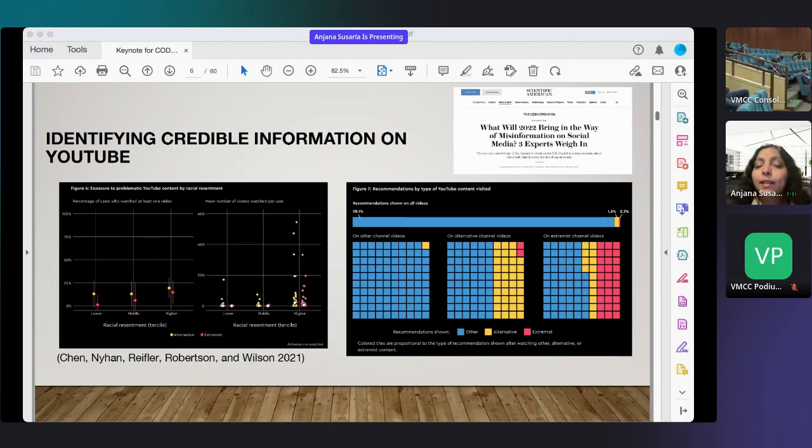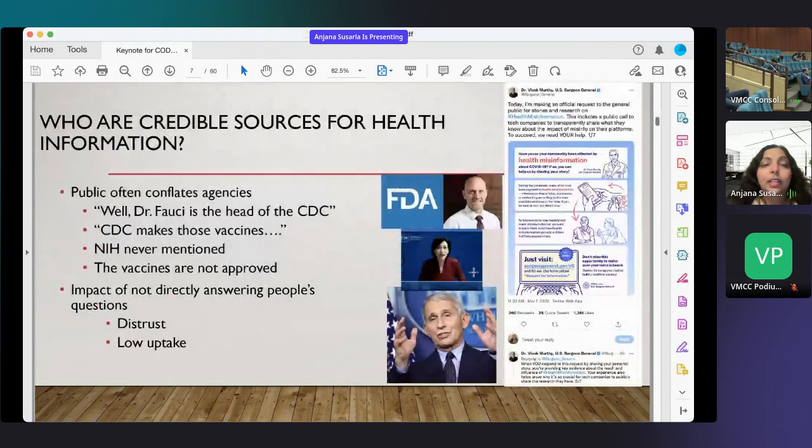So the problem then becomes, what is credible information? When we talk about health, who are the credible sources? The public doesn't understand agencies. Dr. Fauci, who actually works for the National Institute of Health indirectly, people think he's the head of the CDC. He's not. People think the CDC makes vaccines, which they don't. And vaccines are not approved by the CDC, they're approved by the FDA in the United States.